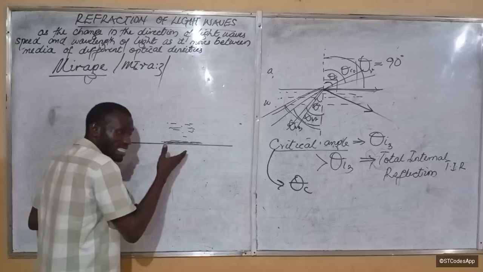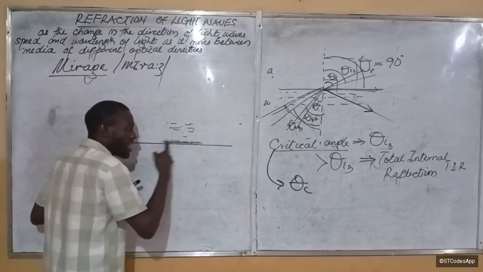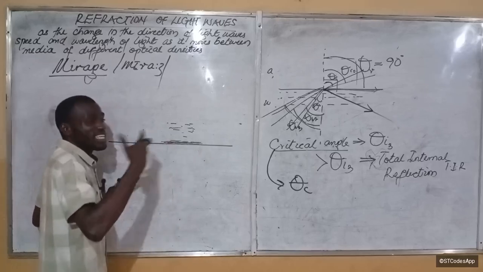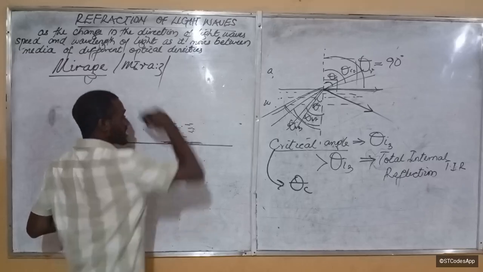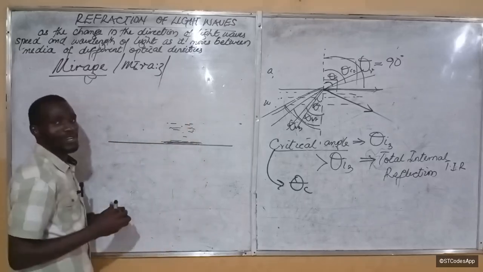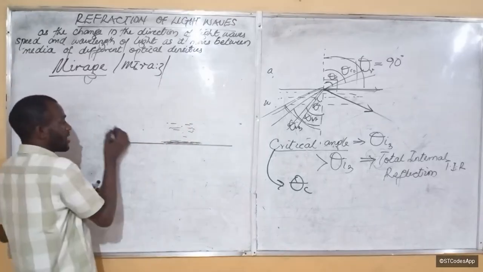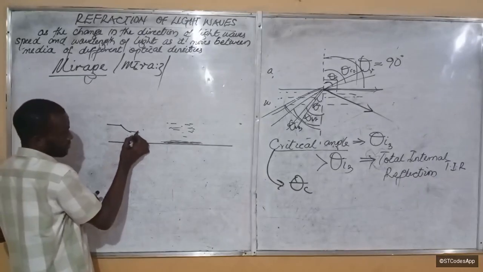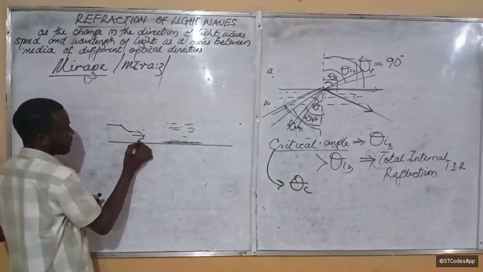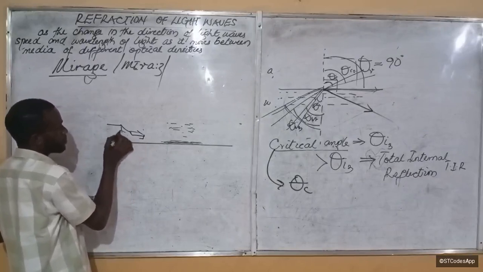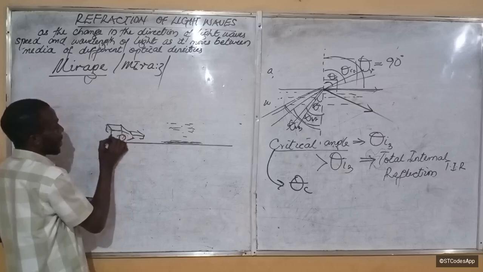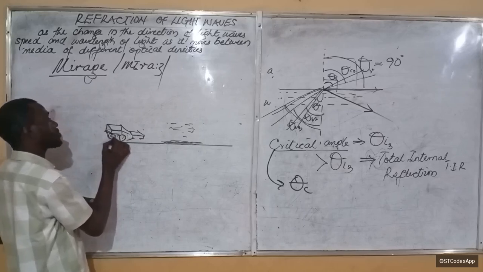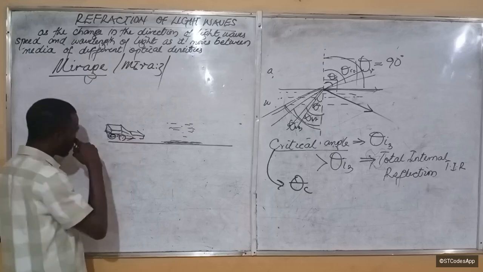So now, since that's the case, it means the air molecules above this surface are going to be very hot. But the air molecules just above that will be cooler than this air molecule, right? So meaning that for the ray of light, this is your father's car, for example, or your own car, for example, traveling on this road.